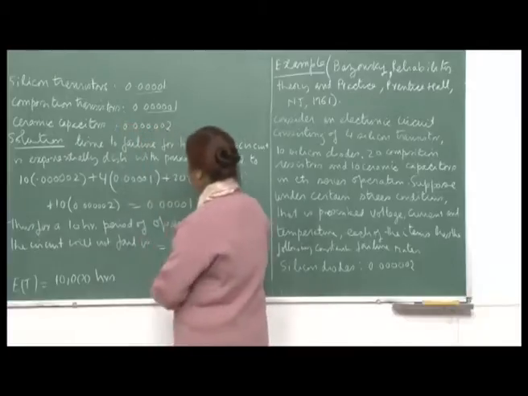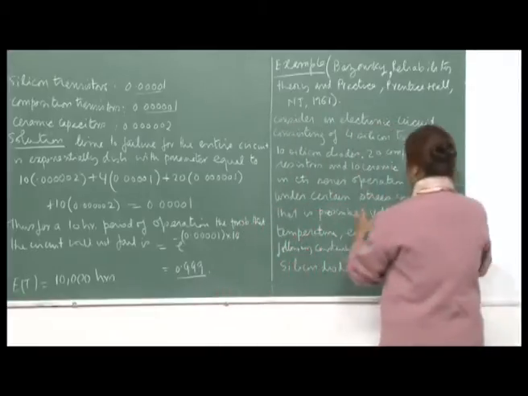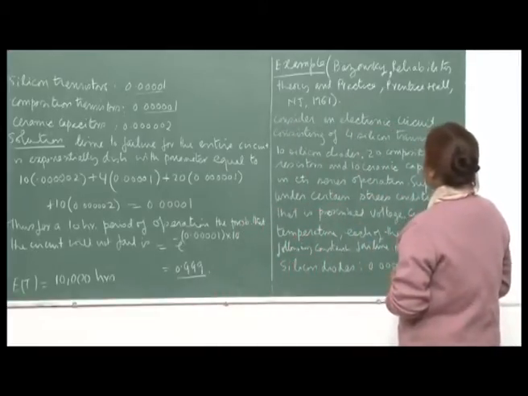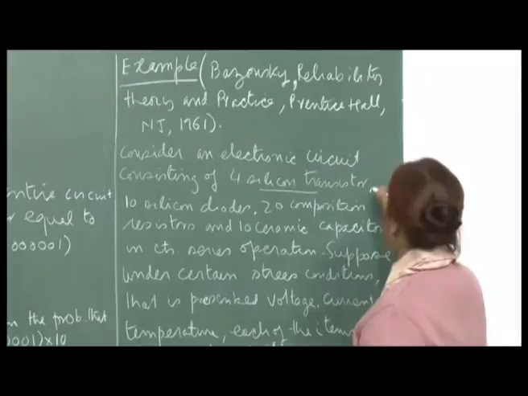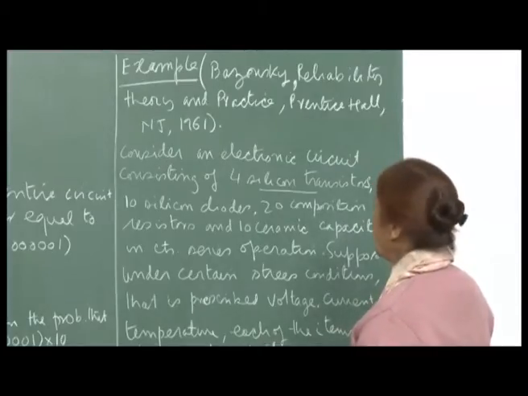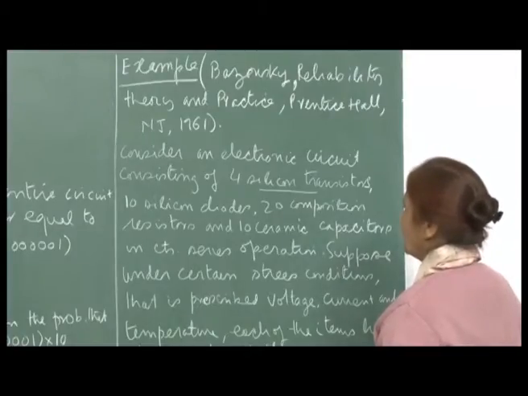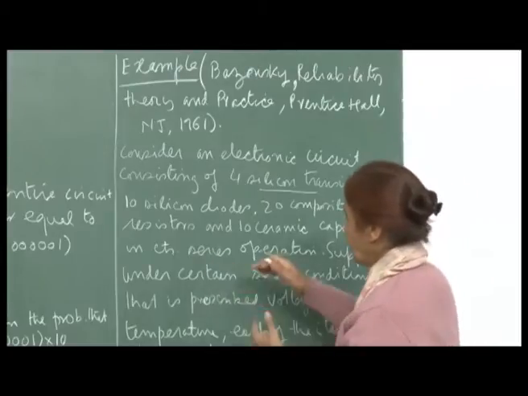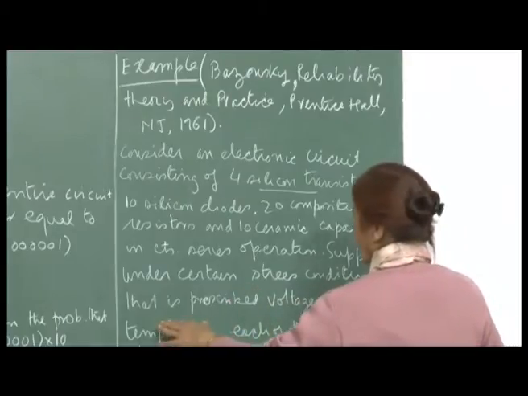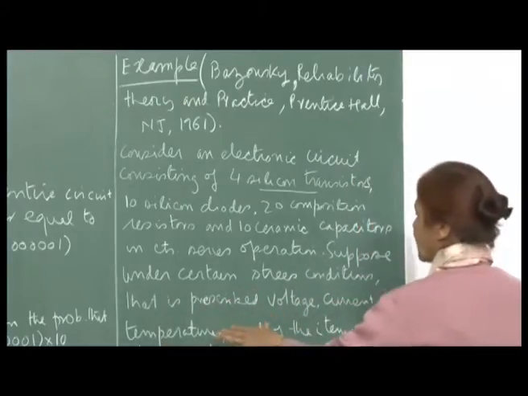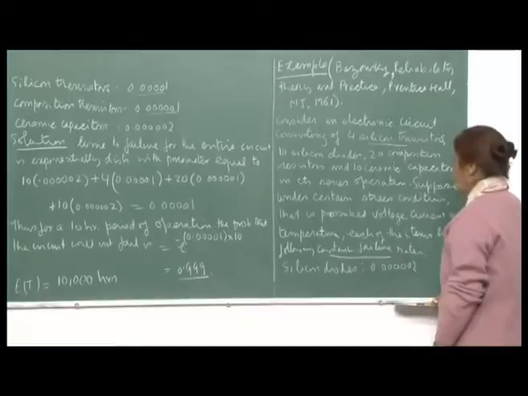So, just for that reason, and I wanted to show you the numbers. Let me read out the problem first. You consider an electronic circuit consisting of 4 silicon transistors, 10 silicon diodes, 20 composition resistors, and 10 ceramic capacitors in continuous series operation. So, they are all hooked up in series, and suppose under certain stress conditions, that is prescribed voltage, current, and temperature, each of the items has the following constant failure rate. That means the failure law is exponential.